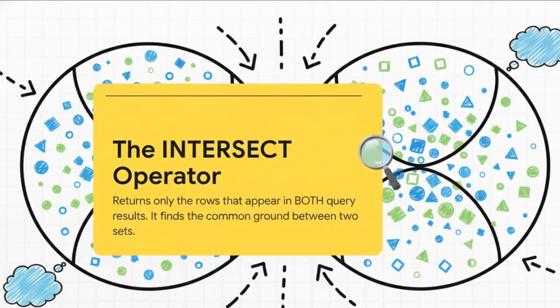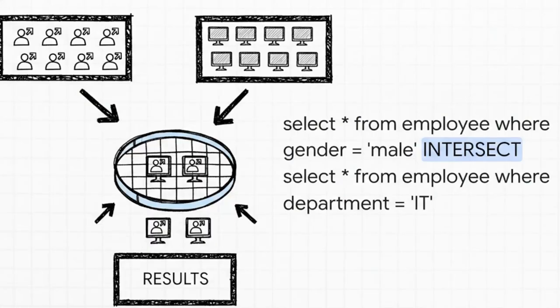Okay, now this is what you think of when you picture a Venn diagram. This is that perfect little overlapping section in the middle. The INTERSECT operator takes two separate lists of results and only shows you the things that appear on both lists. It is the literal common ground between two different questions. So let's see how that works.